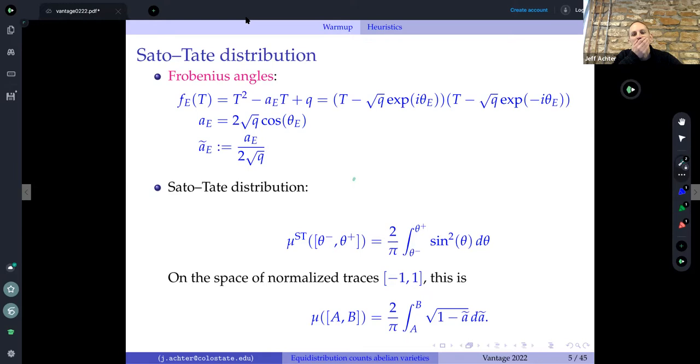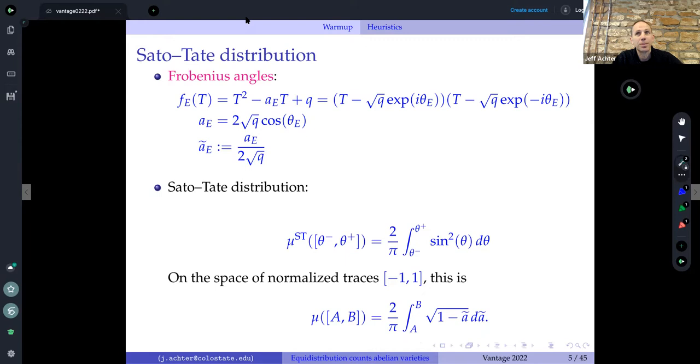That will be fixed in a future edition of these slides. But the point is there's an angle that basically knows everything there is to know for this isogeny class. And you can reconstruct the trace of Frobenius from this and/or its normalized version. So there's the Sato-Tate distribution on the set of possible angles, given by this formula. And on the space of normalized traces, what this distribution says is that the odds of a trace being between A and B should be counted by this integral.